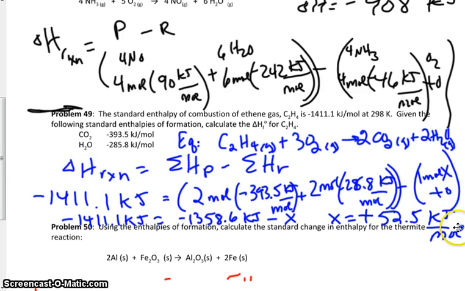Why did I stick this 1 mole here? Because I end up dividing the kilojoules by that 1 mole, and that's the proper unit of a heat of formation.